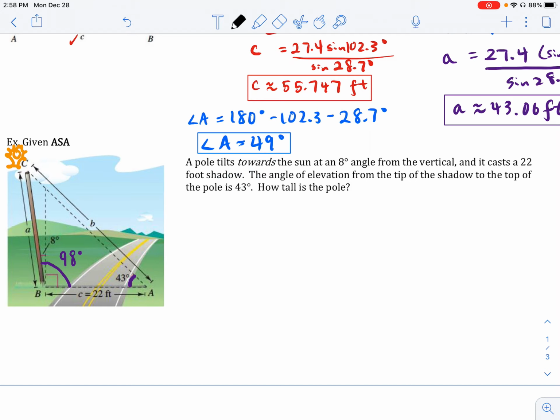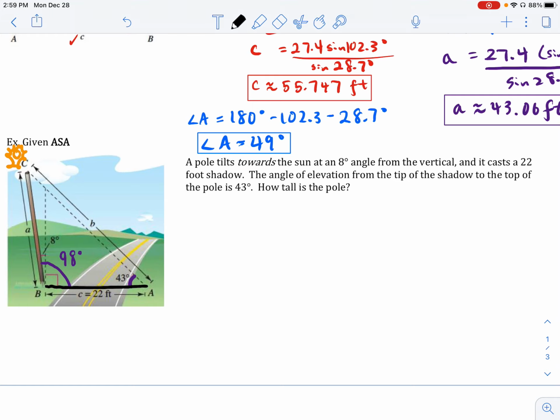All right, so the angle of elevation from the tip of the shadow to the top of the pole is 43 degrees. The angle of elevation, which we discussed in the previous chapter, from the tip of the shadow, so this right here is my shadow, to the top of the pole, is 43 degrees. What the problem is asking for is the length of the pole, or how tall the pole is.